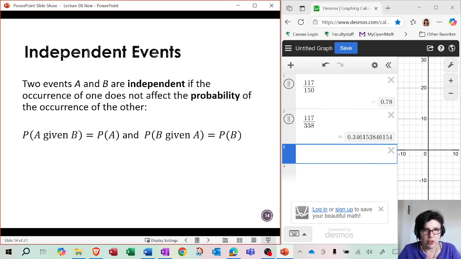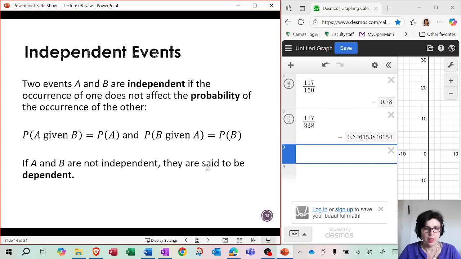And the definition is that the probability of A given B is equal to the probability of A. So whether you give me B or you don't give me B, it doesn't matter. It's going to be the same probability. And vice versa, for the probability of B given A, you can just hide the given A. It doesn't matter because it's not affecting B. It'll be the probability of B.